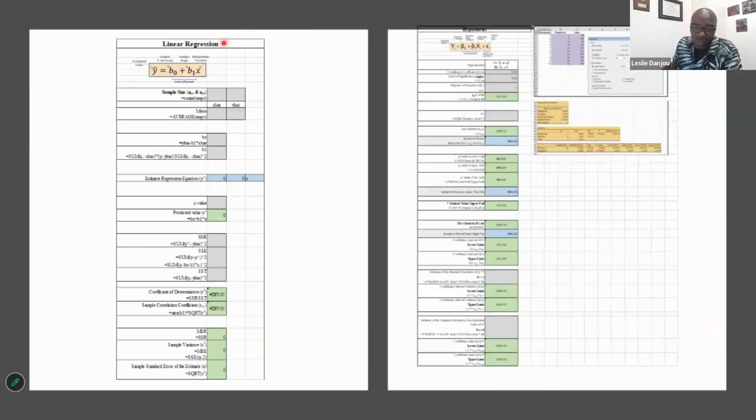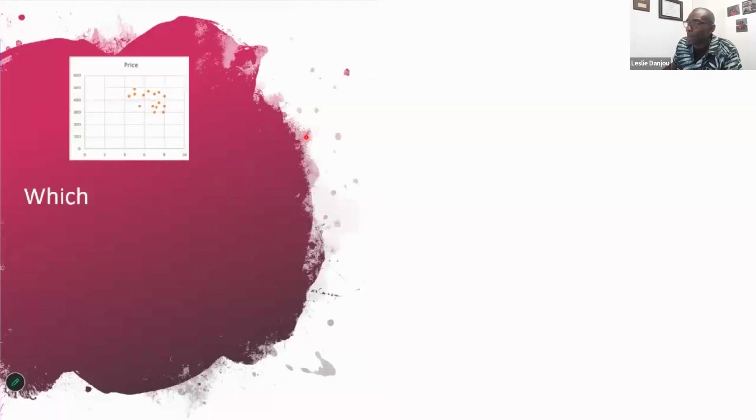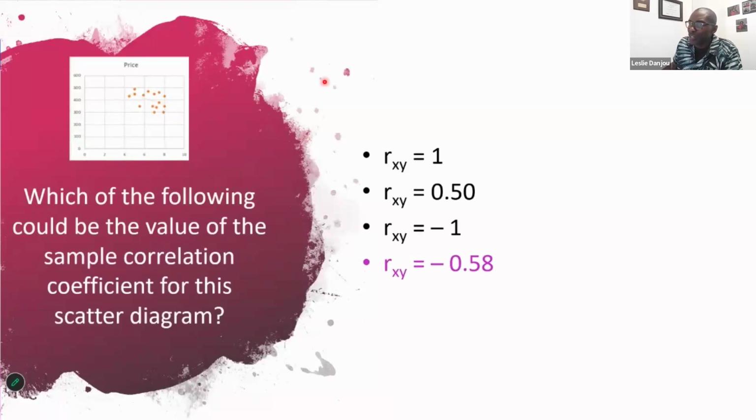We're going to put them into a template just like we've been doing, and we're going to show you how to do this. We can see that this right here is going downwards, so you would expect this to be a negative correlation. And it's not -1. If it was -1, it would be exactly on that line. If it was +1, it would have gone upwards, and it would be exactly on that line for 1.